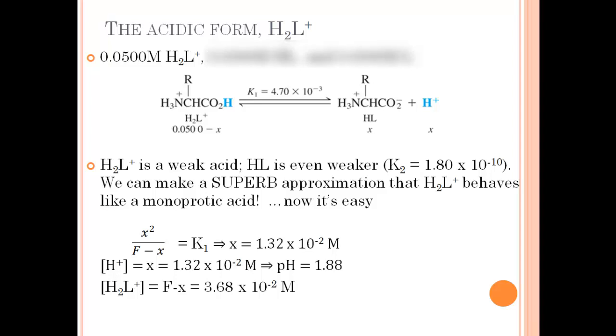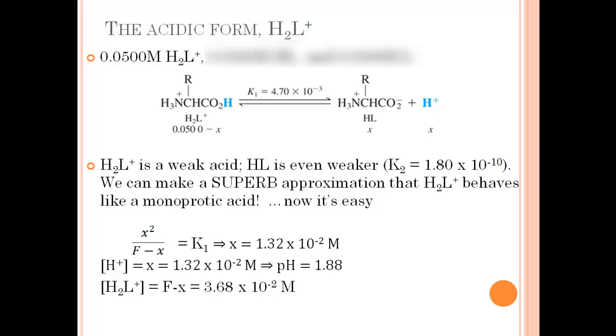H2L+ is a weak acid, so this becomes very familiar to us, thank goodness. And HL, you have to realize, is even weaker, okay? And we can determine that by the pKa values or the K values. And that K2 that they got for the HL, you can figure that out if you go to the table and you see that the pKa for the second proton is 9.744. If you put that value negative and raise it to the power of 10, you'll see that you'll get 1.8 times 10 to the negative 10. So it's super, super small because your K1 is 4.7 times 10 to the negative 3 and your K2 is way, way smaller than that.